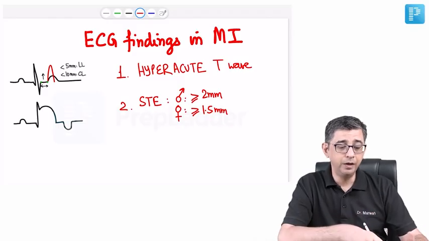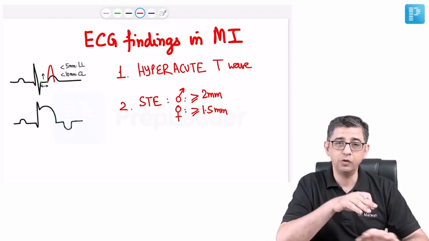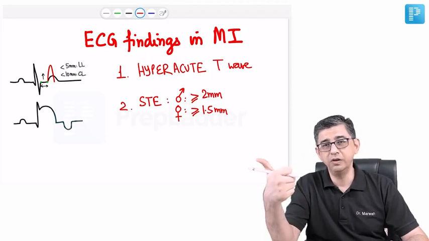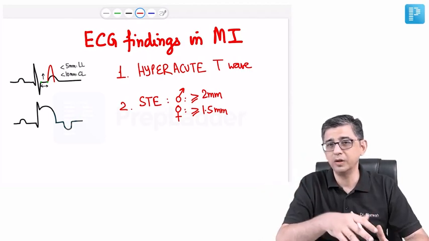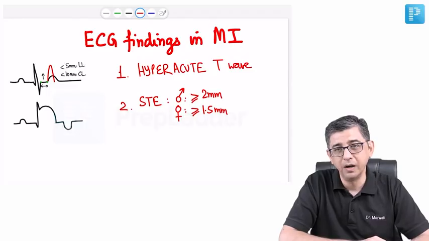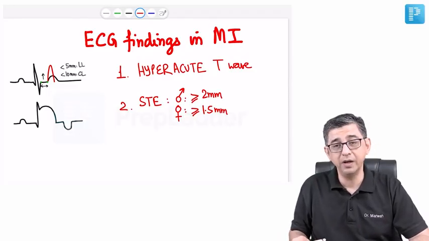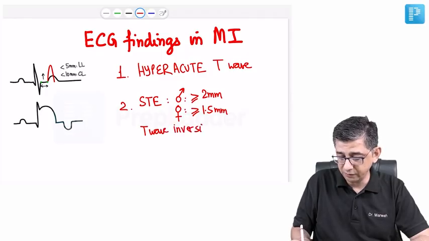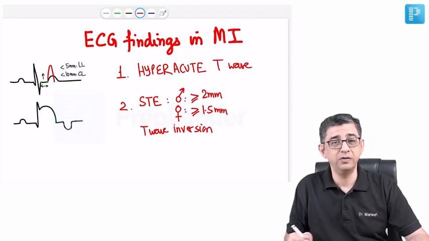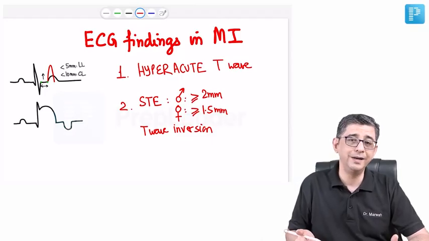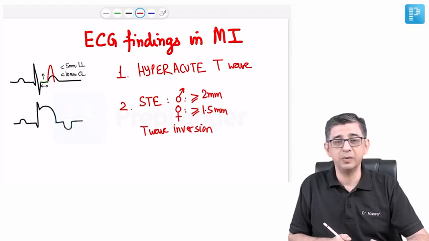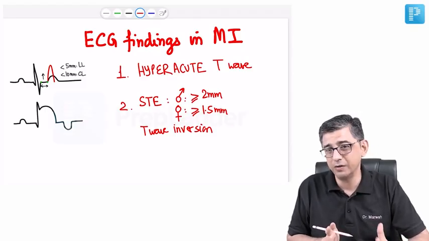If it's leads 2, 3, AVF, then it's always going to be an inferior MI, and if it's 1, AVL, V1 to V4, especially remember V1 to V4, it's going to be an anterior MI. This is going to be significant per se, and this would be associated with development of T wave inversion also. So the polarity of the T wave will change, but make no mistake, lots of times you might even have an ST depression also. ST may be normal, or there might be an ST depression also present. So we're going to call it a non-ST elevation MI.